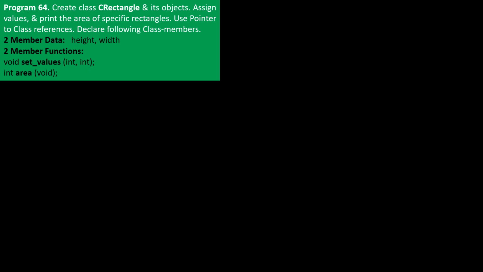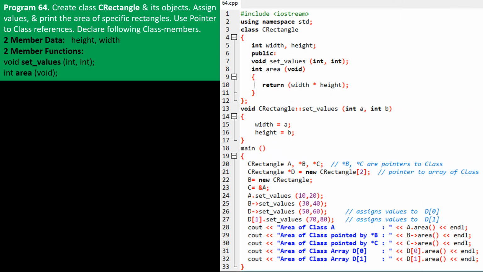Declare the following class members. Member data: height and width. Two member functions: void setValues(int, int), and int area(void). Here is the program code, and this is the class named cRectangle.